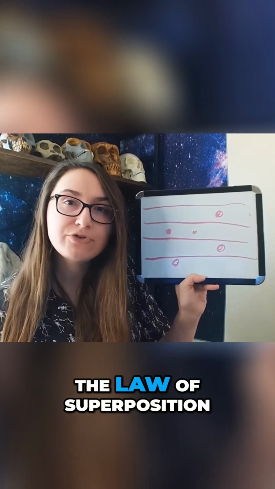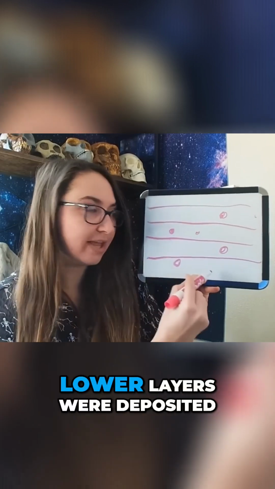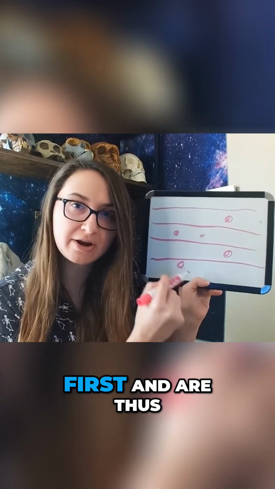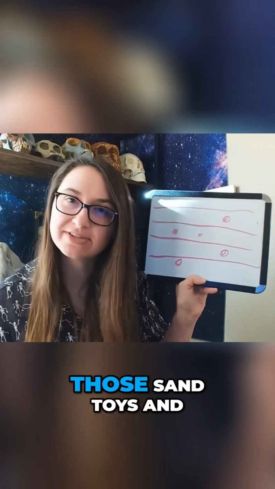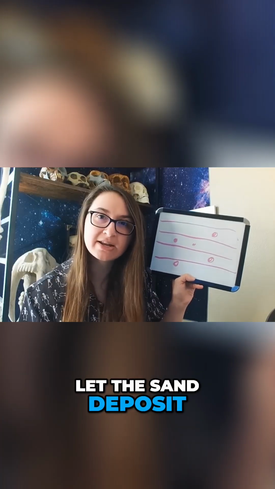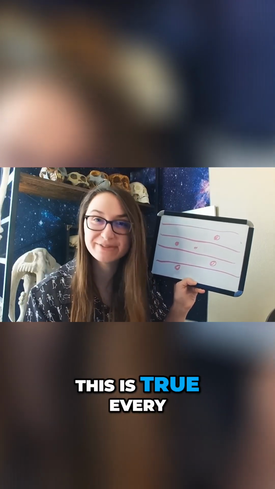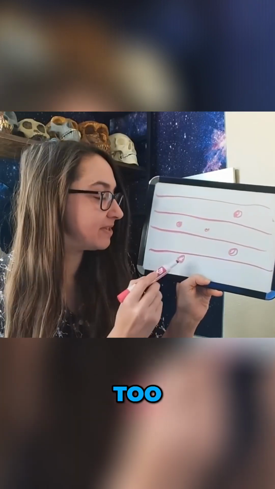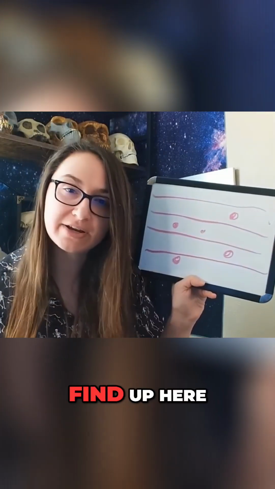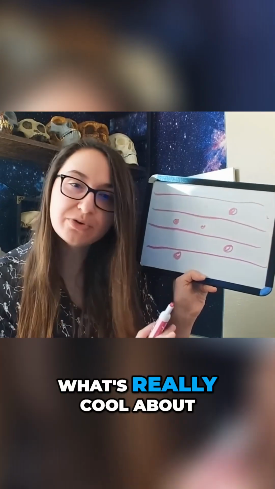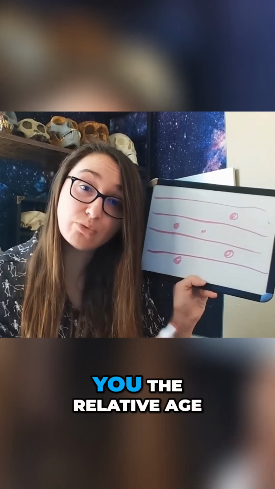Right? The law of superposition tells us that the lower layers were deposited first and are thus older than the upper layers. Now, all you have to do to see this is get one of those sand toys and shake it up and let the sand deposit, and you'll see that this is true every single time. What that means too is that the fossils that you find down here are older than the fossils that you find up here.